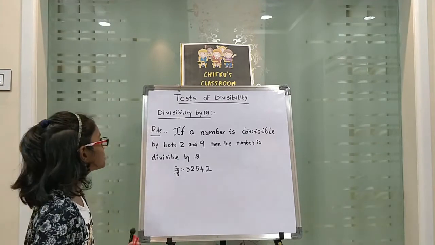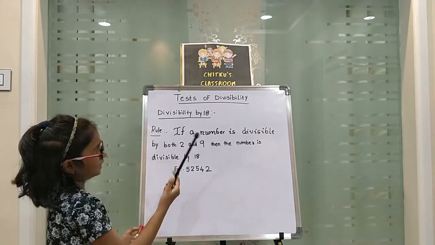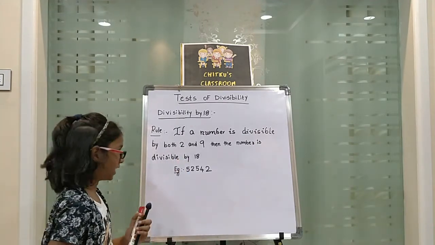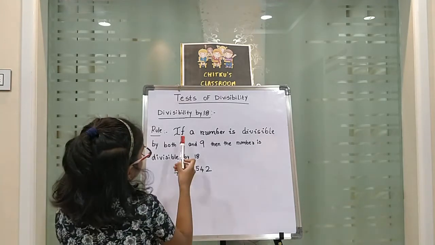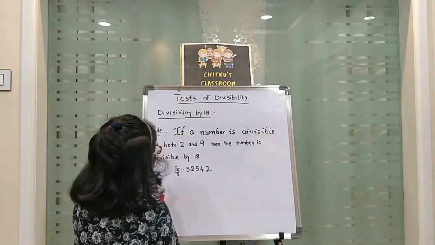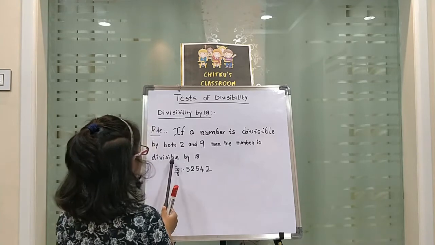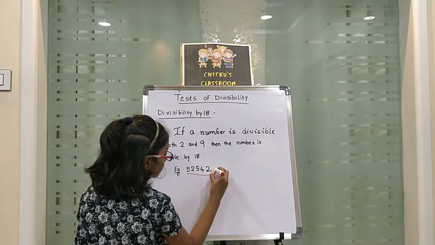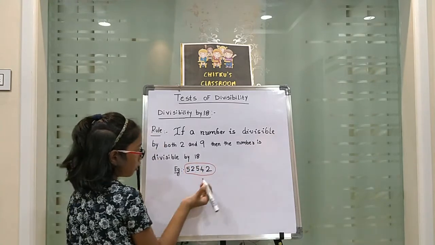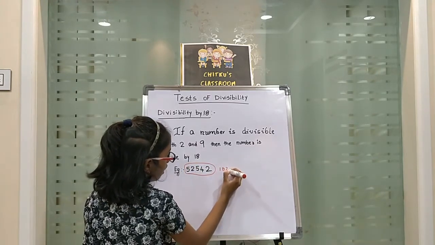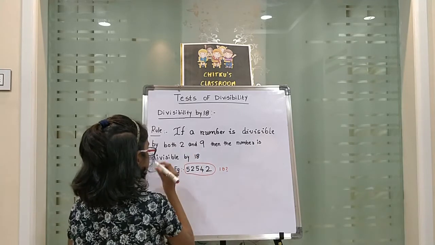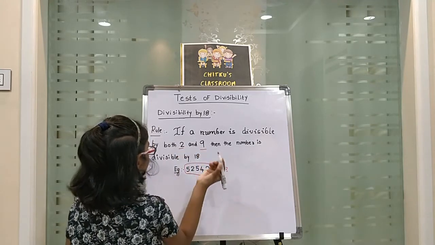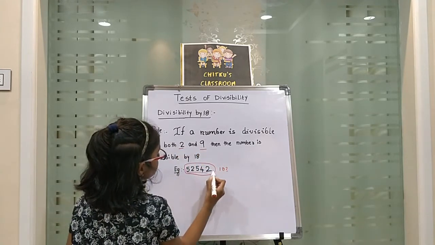Okay, so now let's do the divisibility rules of 18. So if a number is divisible by both 2 and 9, then the number is divisible by 18. So if you want to find out if this number is divisible by 18 or not, all you need to do is just do the divisibility rules of 2 and 9, and then you'll find out if this number is divisible by 18.